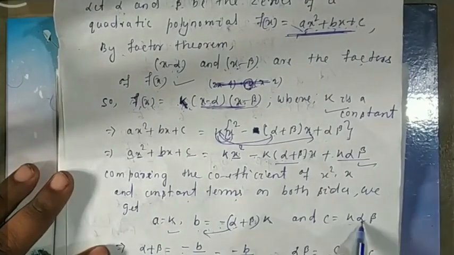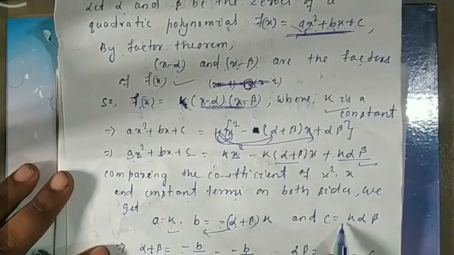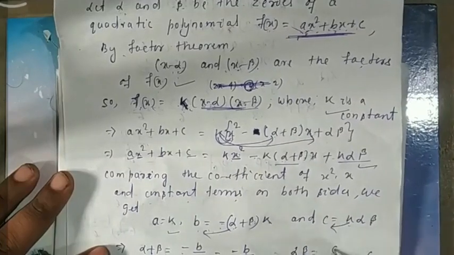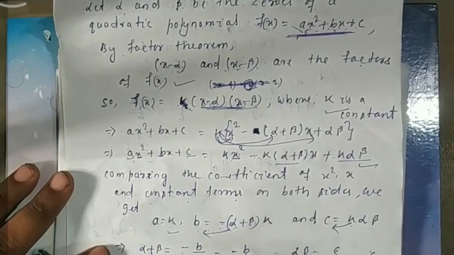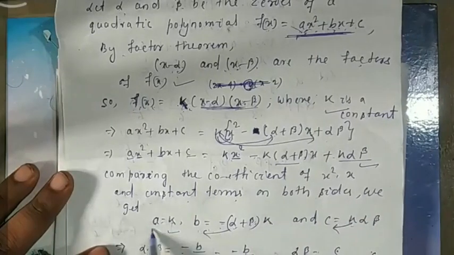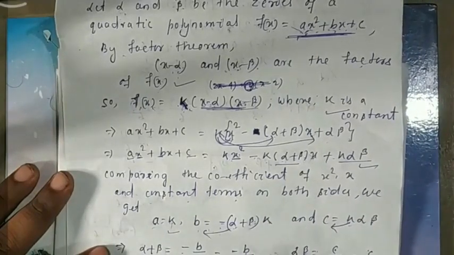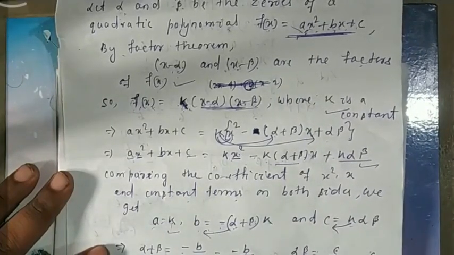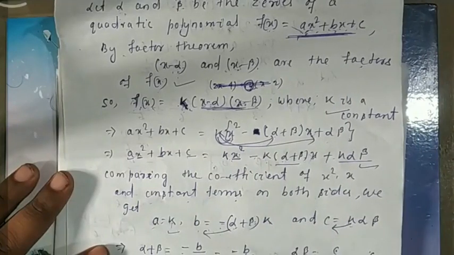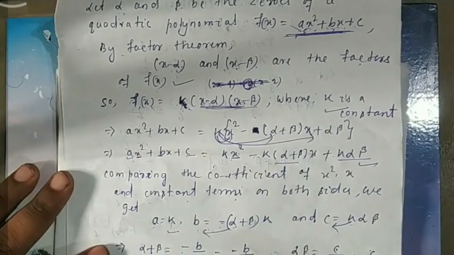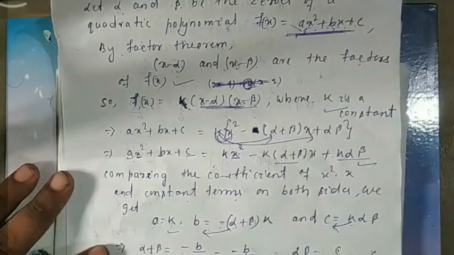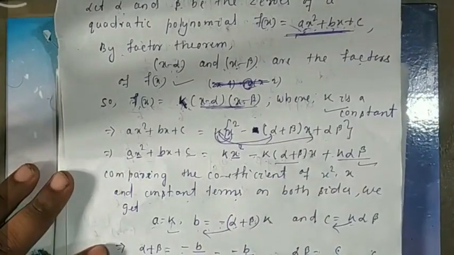Similarly, alpha into beta is equal to, if k will come to this side, c by k, that is c by a. Why a? Because a is equal to k, in place of k you can substitute a, so alpha into beta is equal to c by a. What is c here? c is the constant term, so alpha beta is equal to the constant term divided by the coefficient of x square.